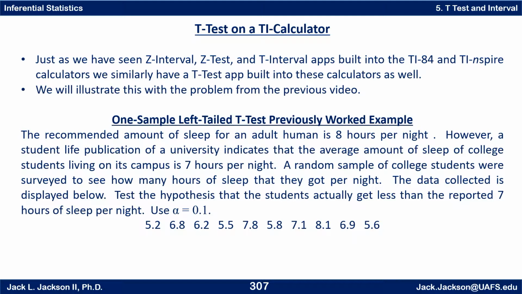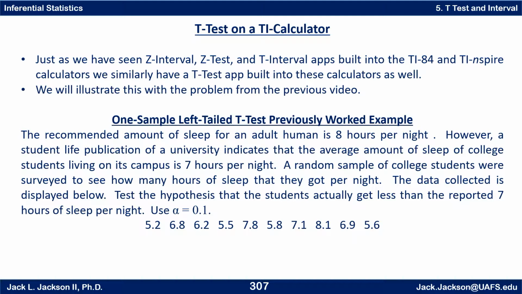We make a random sample of college students where we survey them to see how many hours of sleep they got per night. The data collected is displayed below. We only selected a few of them to sample. We're going to test the hypothesis that the students actually get less than the reported 7 hours of sleep per night. We're going to use an alpha level of 0.1 or 10%.